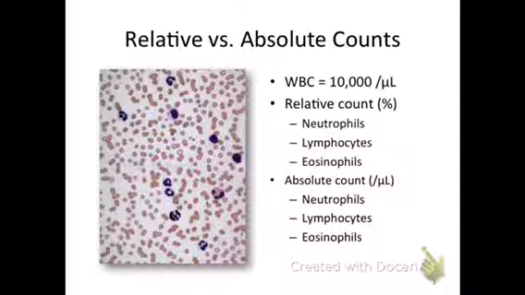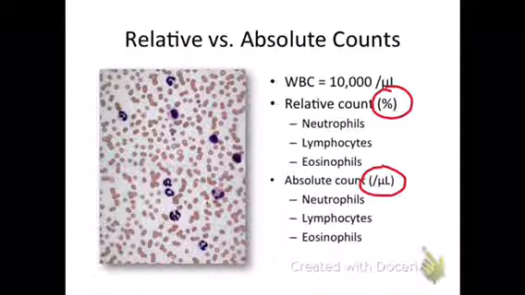There are 2 different ways of counting the white blood cells in blood, and that's called the relative count and the absolute count. The relative count is a percentage. The absolute count is a per some volume. Oftentimes we use per microliter.